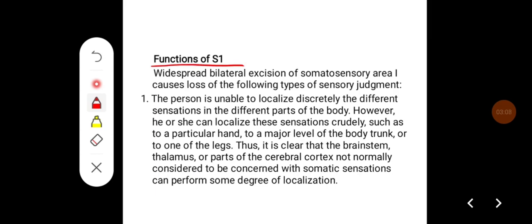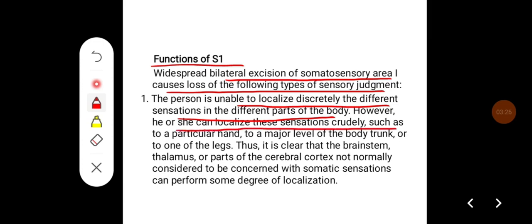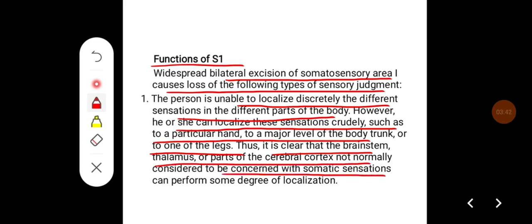Functions of S1, that is the parietal cortex. Widespread bilateral excision of somatosensory area 1 causes loss of the following types of sensory judgment. The person is unable to localize discretely the different sensations in the body parts. However, he or she can localize these sensations crudely, such as to a particular hand, to a major level of the body trunk, or to one of the legs. Thus, it is clear that the brainstem, thalamus, or parts of the cerebral cortex not normally considered to be concerned with somatic sensation can perform some degree of localization.